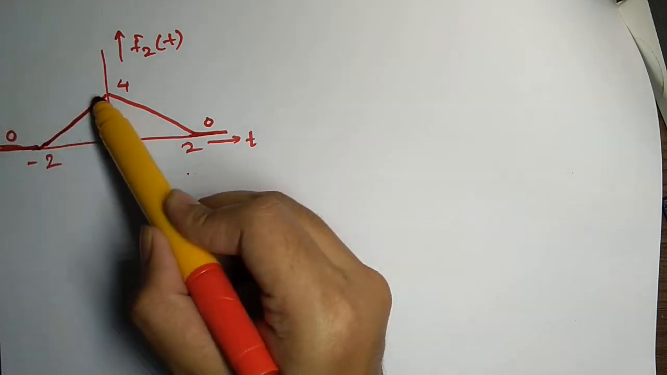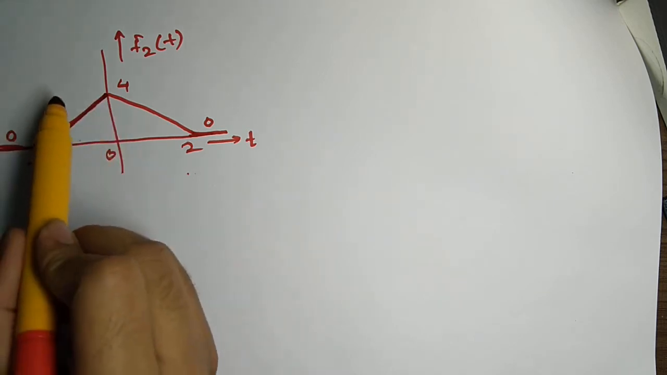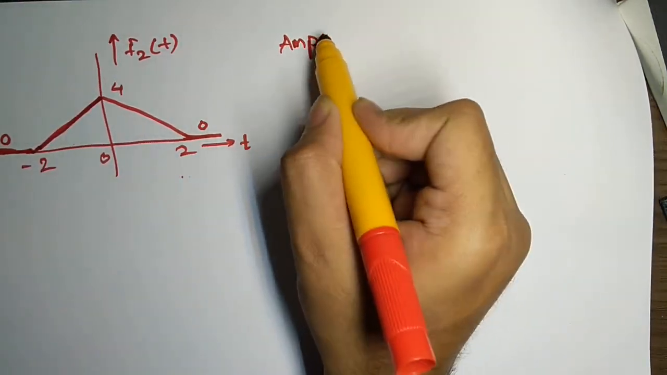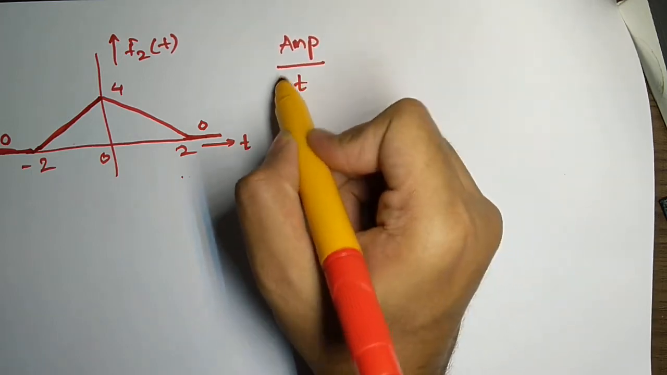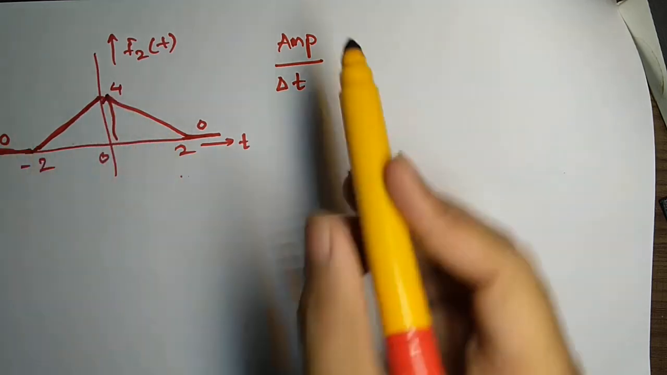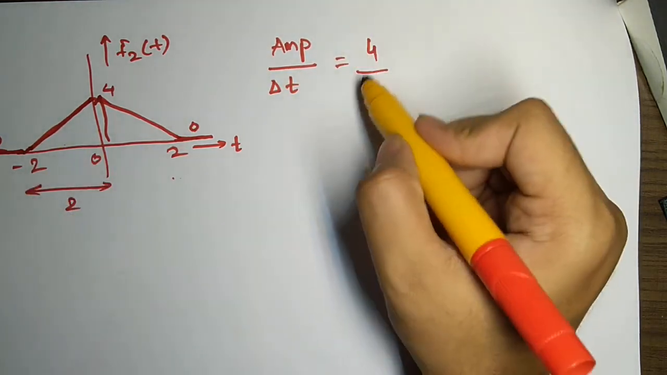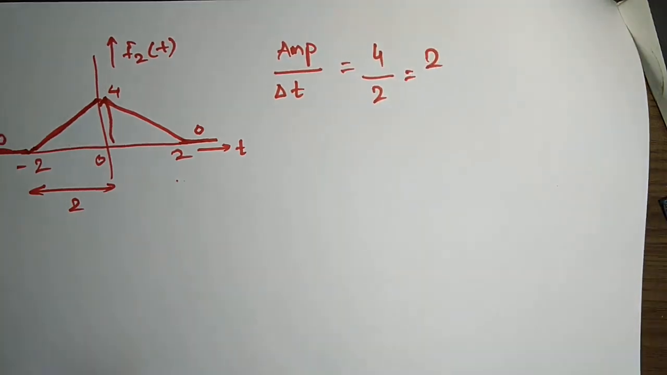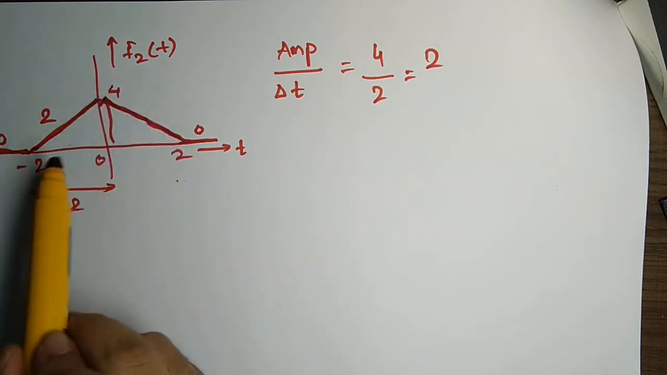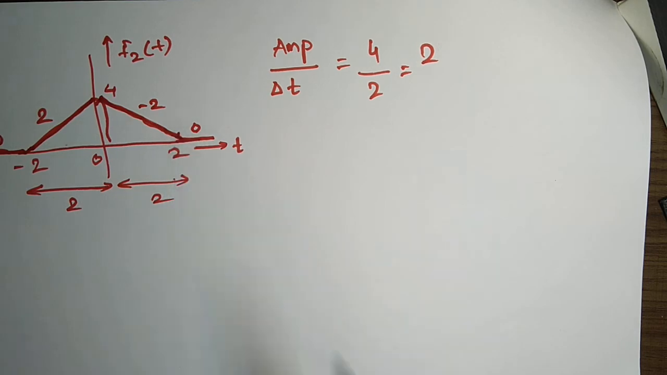Then what will be the slope at this point, when it is rising like this? The slope will be, we can write it as change in amplitude upon the difference in time, right? The amplitude changes from 0 to 4 in this much, that is 2 units. So that is 4 by 2, that is 2. So this slope is 2. Similarly, this slope changes from 4 to 0 in 2 units. So its slope is -2, and this is again 0.